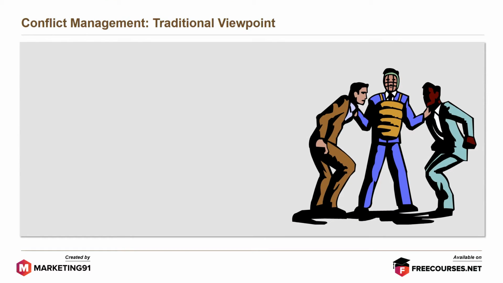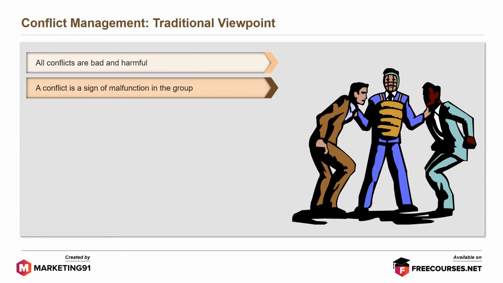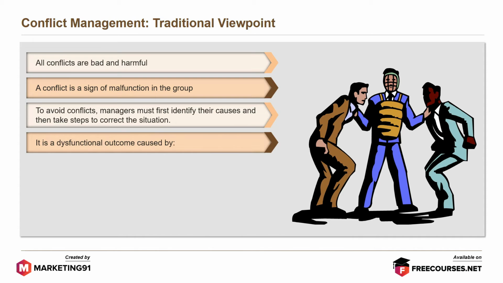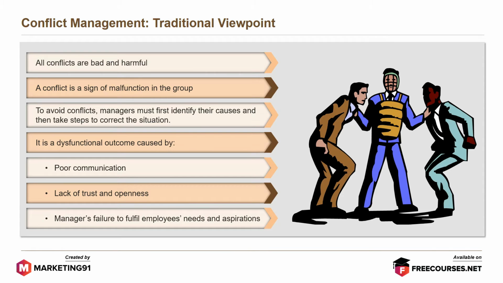The first conflict management perspective is the traditional viewpoint, according to which all conflicts are bad and harmful. A conflict is a sign of malfunction in the group. To avoid conflicts, managers must first identify their causes and then take steps to correct the situation. It is a dysfunctional outcome caused by poor communication, lack of trust and openness, and managers' failure to fulfill employees' needs and aspirations.